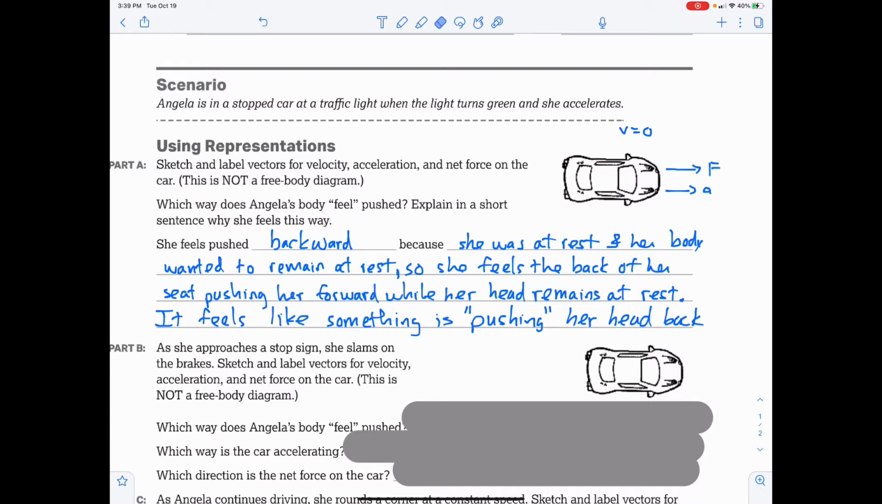When in reality, this is Newton's first law. Objects at rest stay at rest. So her body is at rest with the car, which is at rest. The car accelerates, pushes on her back, so her back and her body accelerate along with the car. However, her head tries to remain at rest. And so that's where you feel the push backwards, which really isn't a push at all. It's just your head being left behind.